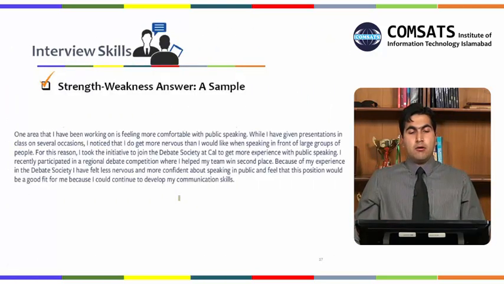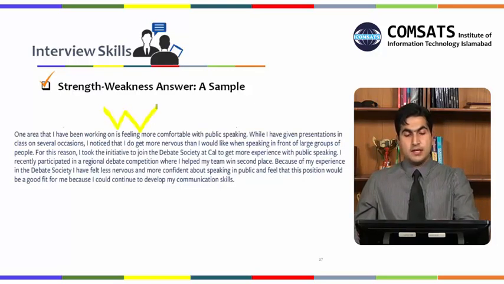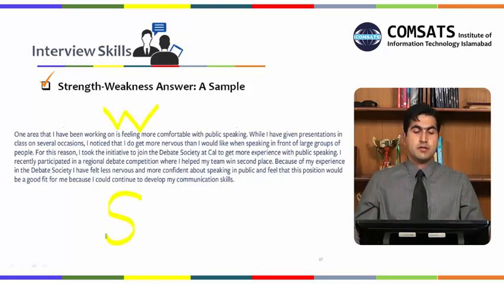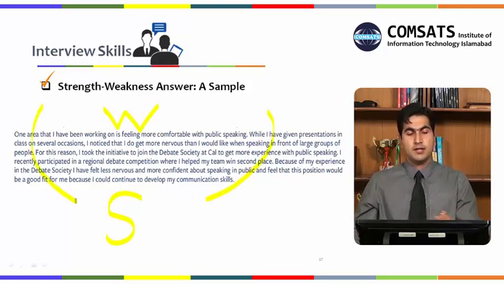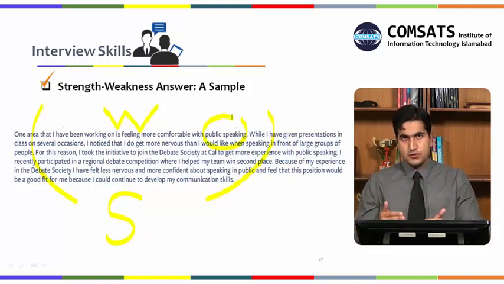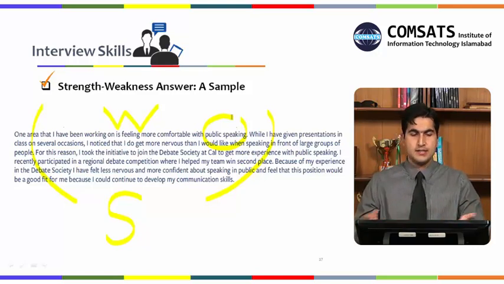This is one sample of the strength and weakness answer. You start with the weakness and then you turn it into a strength. So that's how you talk about it, and you can just study the sample. One area that I've been working on is public speaking. And then how the writer, or the speaker, has gone through certain sessions to get hold of public speaking skills and then became confident at the end, is something that you learn from this mode of answering the strength and weakness question.